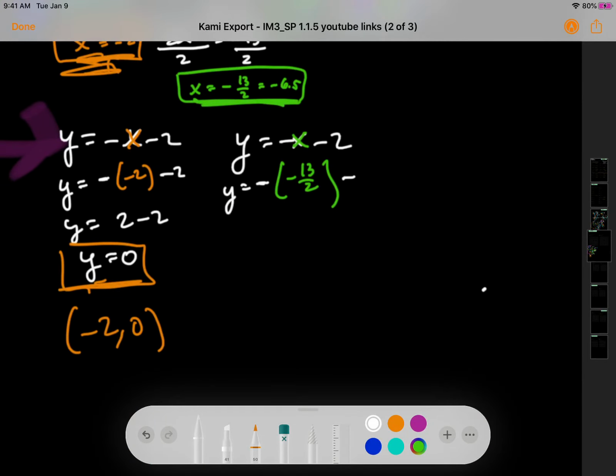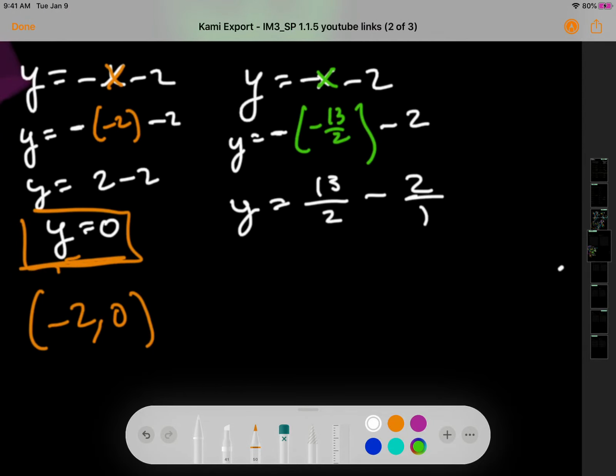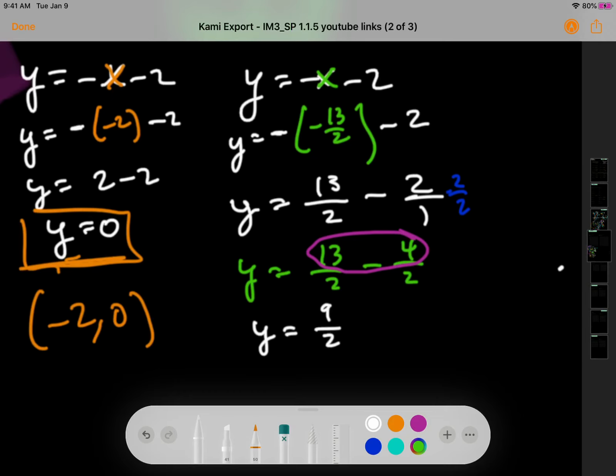Okay, so let's just simplify this. This is a positive 13 halves minus 2. How do you make 2 a fraction? Just put it over 1. I need a common denominator, meaning that the bottoms have to be the same. So I can multiply by 2 over 2, and this gives me an equivalent fraction. Y equals 13 halves minus 4 over 2. And I'm just going to subtract the numerators. 13 minus 4 will give me y equals 9 halves, or 4.5.